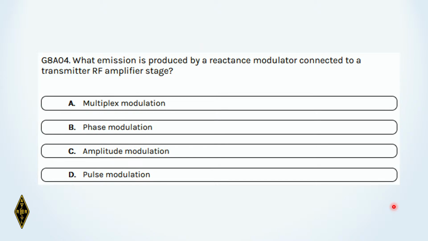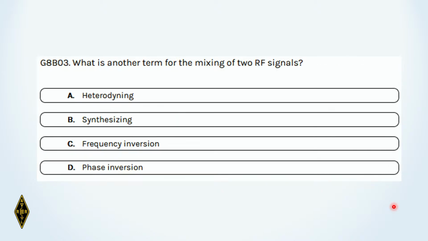And what emission is produced by a reactance modulator, note, reactance modulator, connected to a transmitter RF amplifier stage? Bravo. You're not at the oscillator, you're at an amplifier stage, so that's phase modulation. And what is another term for mixing two RF signals? Alpha. Yeah, that's Mr. Fessenden's invention.